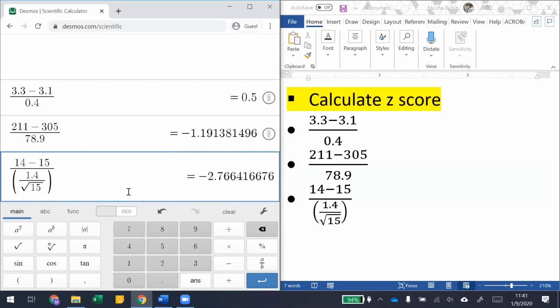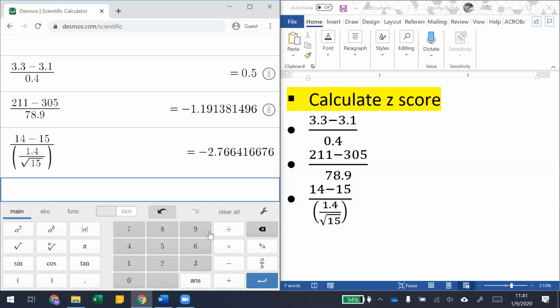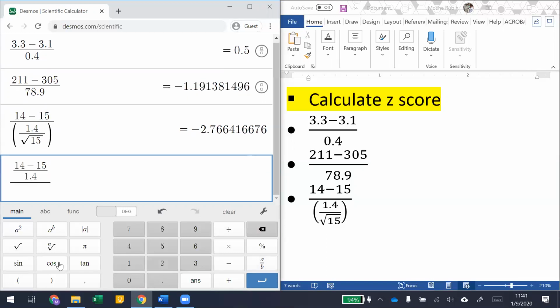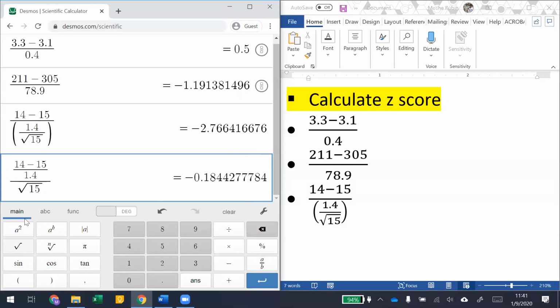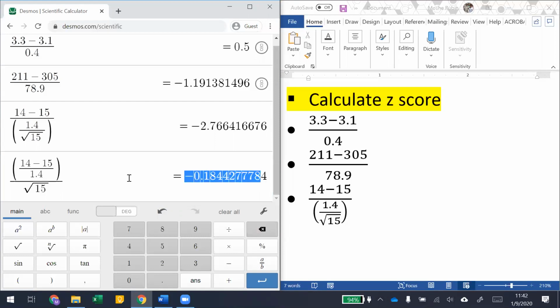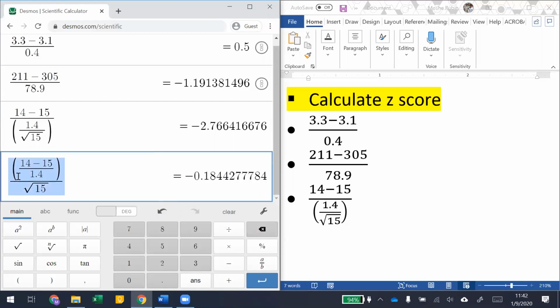Right, and I have to be very careful when I type in a problem like this, right? There's a couple of errors I can make. I could say 14 minus 15 divided by 1.4, that whole thing divided by the square root of 15. And I can kind of see now that, right, it might be a little hard to see just by the font sizes, but now this guy is on top because I accidentally typed it wrong. And we can see I get a totally different answer, right? So this is wrong. I don't want to do this. The parentheses end up in the wrong place.